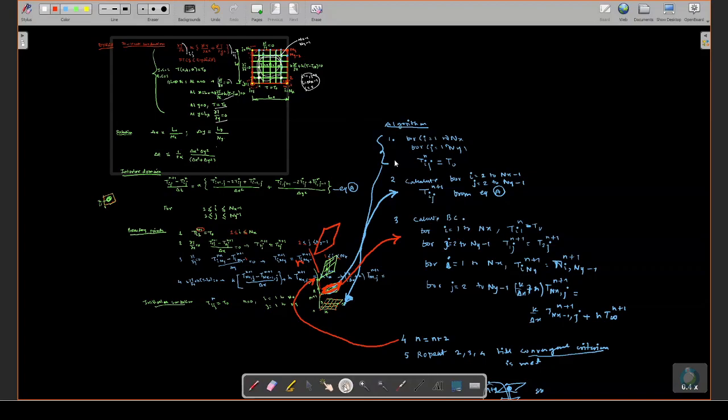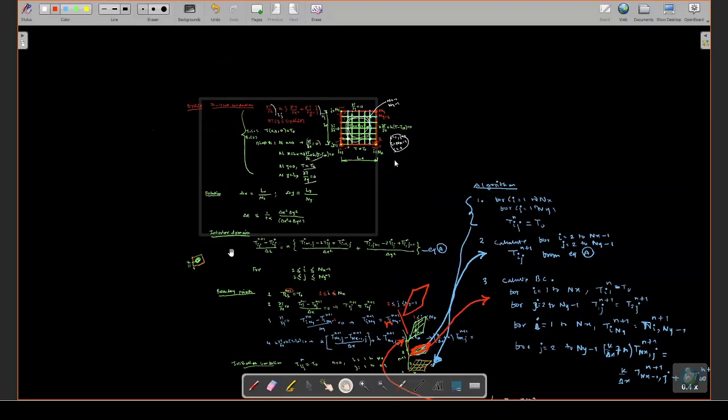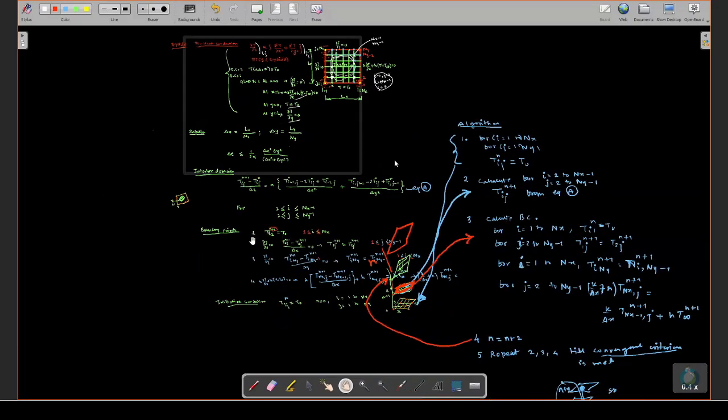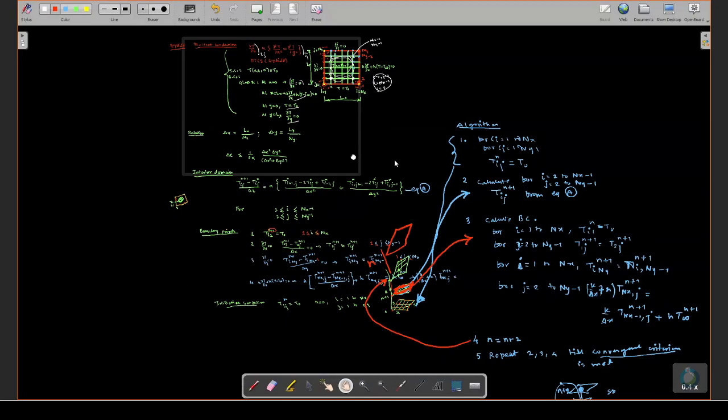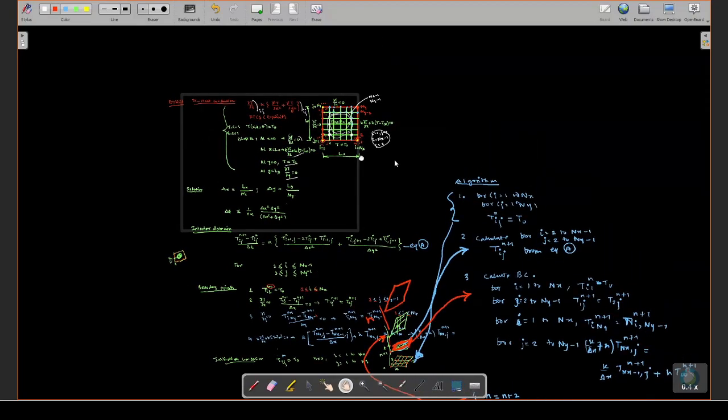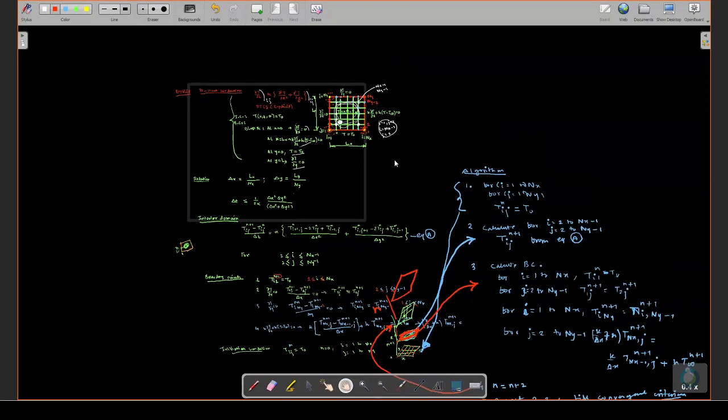Okay. I hope that you understand how to discretize this one, how we discretize interior points and how we discretize the boundary points. If you understand this one, then things will be fine. Okay, so I'll stop here.